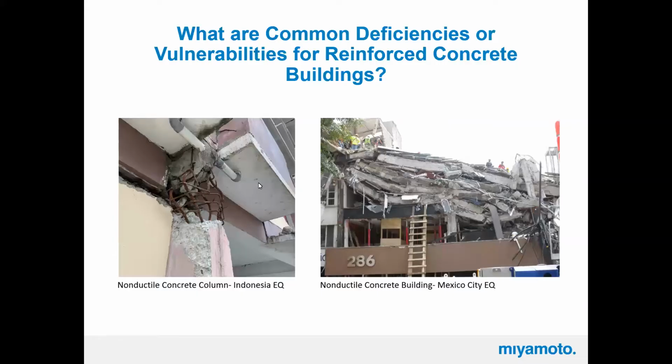Here's some stuff from Indonesia, Mexico City. We saw a lot of maybe even worse stuff in Haiti, where the typical Haiti column of old was 4 small bars and number 2 pencil rod ties at about 12 inches on center. So very, very, very little confinement and very little ductility.